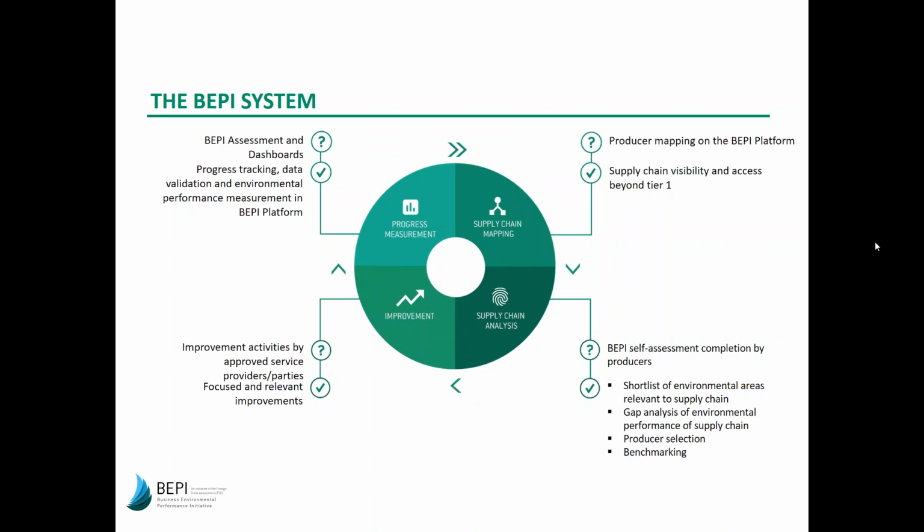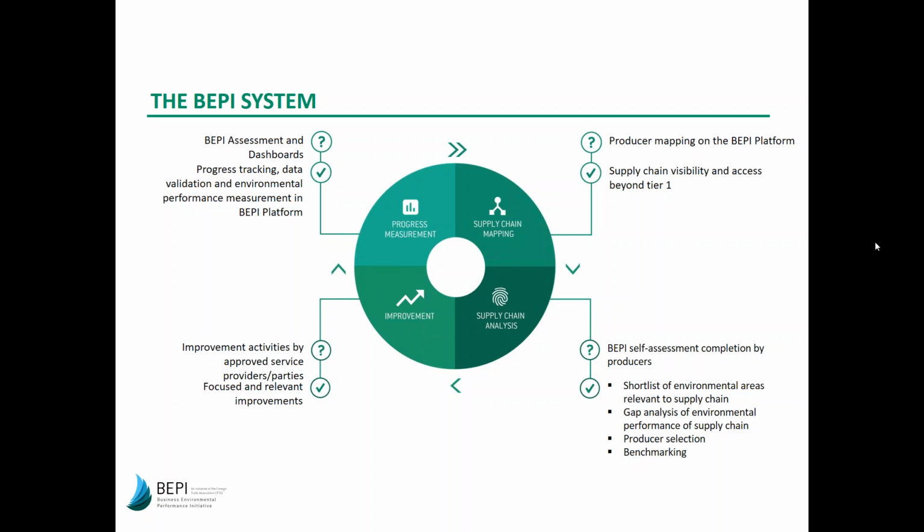So for those of you that aren't familiar with BPI, on the slide now is just a quick overview of what the BPI system looks like. So it's a platform where our members sign in and map their supply chain or have access to the farm. And the first step is for the producers to fill out a self-assessment of improvement and resources that can help you to follow up and measure progress.